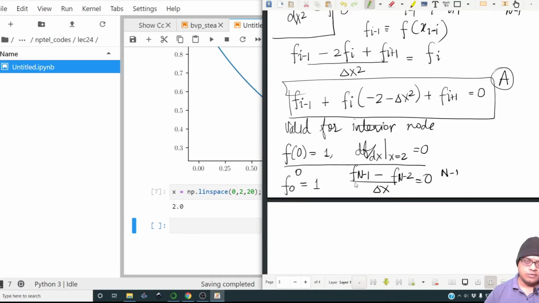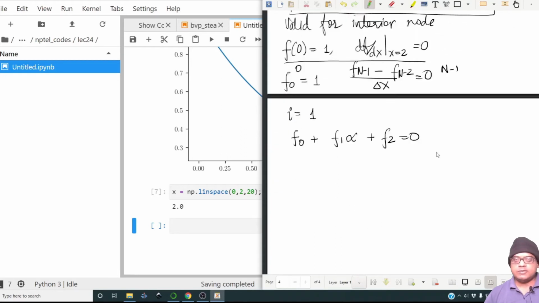And what about the inner nodes? Let me substitute i equal to 1. So what do I have? I have f0 plus f1 times alpha, let me call this alpha, because it's not going to change over the equations, since we will have a regular grid, meaning delta x is not changing across various locations on the grid. That kind of grid is called a uniform grid or a regular grid, no problem. So it's going to be f0 plus f1 times alpha plus f2 equal to 0.